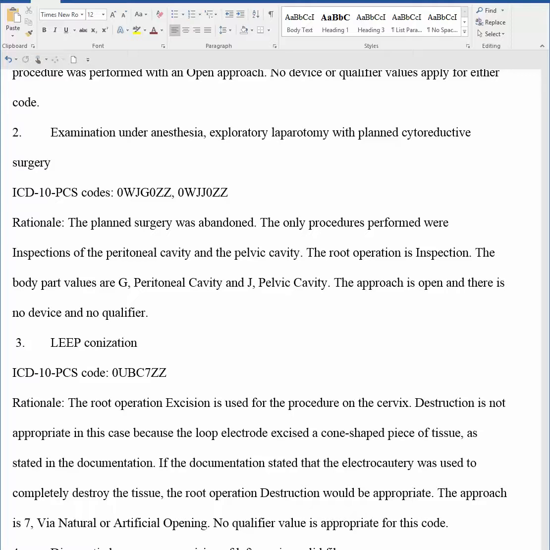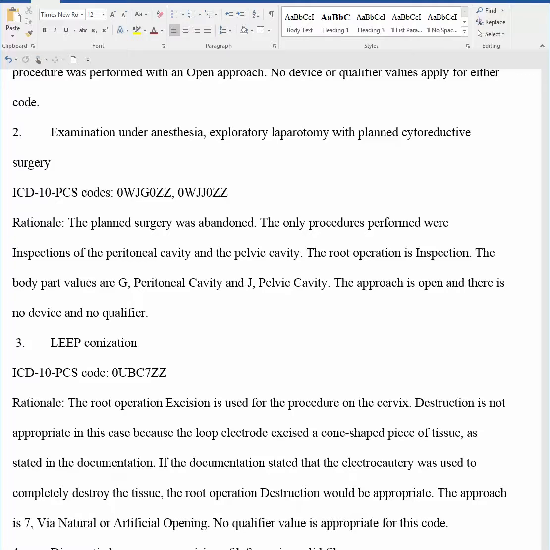Finally, it was my impression that pursuing further surgery was likely to result in significant blood loss, which would require multiple bowel anastomosis because she has multiple tumors in her colon. He says, based on all of this, I elected to abandon the procedure, and they closed her up.